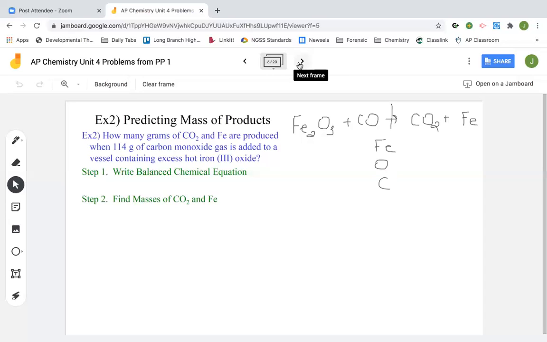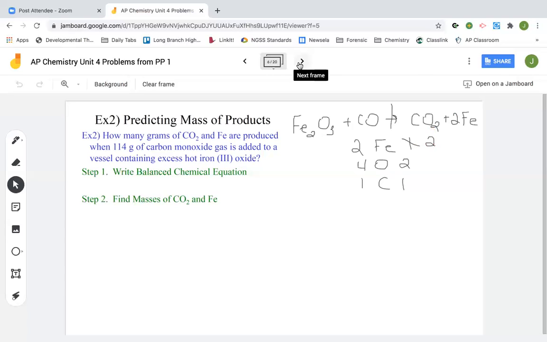So for iron, on the left, we have 2. For oxygen, we have 4. And for carbon, we have 1. And then on the right side, for iron, we have 1. For oxygen, we have 2. And for carbon, we have 1. So clearly, our equation is not balanced. So we're going to add coefficients in front of the compounds to balance the equation. So let's start with iron. We have 2 on the left, 1 on the right. We always go to the side with a smaller amount. So we're going to go to the right. We want to make it 2. So we put a 2 here. That changes how many iron we have to 2.